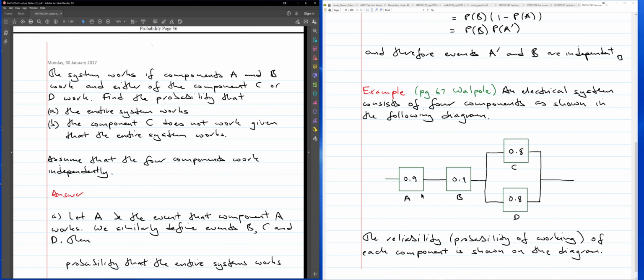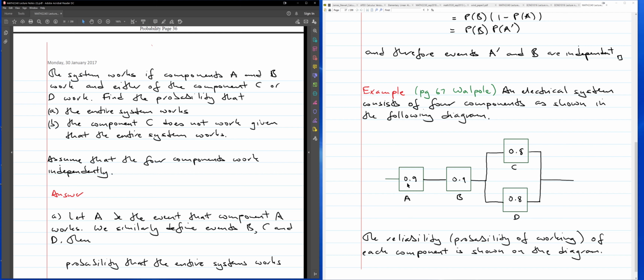We have some electrical system that consists of four components. The four components are shown here: A, B, C, and D. The reliability, in other words the probability of each component working, is shown in the boxes here. So the probability of A working is 0.9, the probability of B working is 0.9, the probability of C working is 0.8, and D working is 0.8. So that's each component.